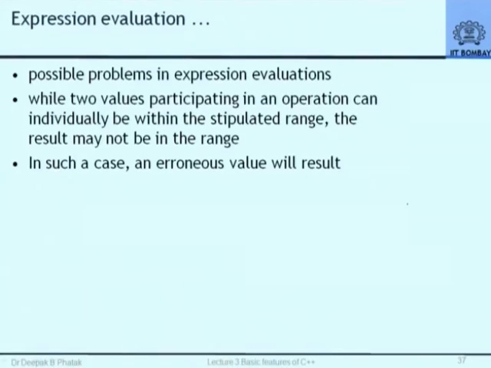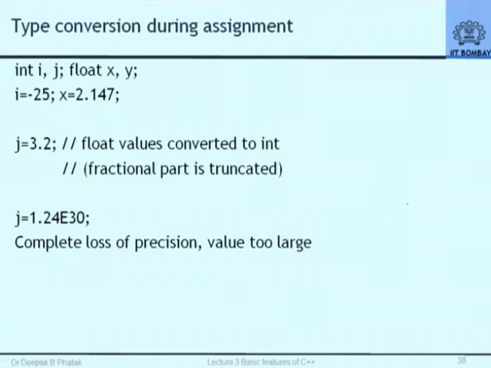They are the possible problems in the expression evaluation. While two values participating in an operation can individually be within stipulated range, the result may not be in that range. In such a case, an erroneous value will be result. Actually, the word erroneous is not correct. An approximate value will be result, which itself could be erroneous. Here are some quick examples. i is equal to minus 25, x is equal to 2.147. j is equal to 3.2. j is integer. What will happen?